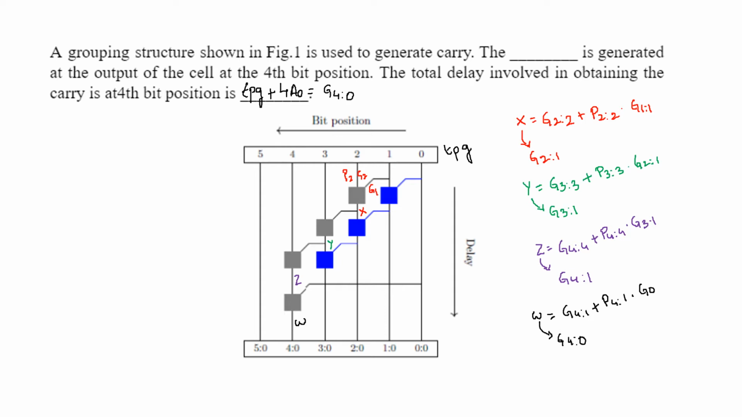And we do not need an XOR gate here, right? Because the question says the total delay involved in obtaining the carry at the fourth bit. So if you want to obtain the sum at this point, then you will have to add an XOR here. But then the question says carry at the fourth bit. So therefore you will not need T XOR. So this will be 4AO, the time taken for 4AO.